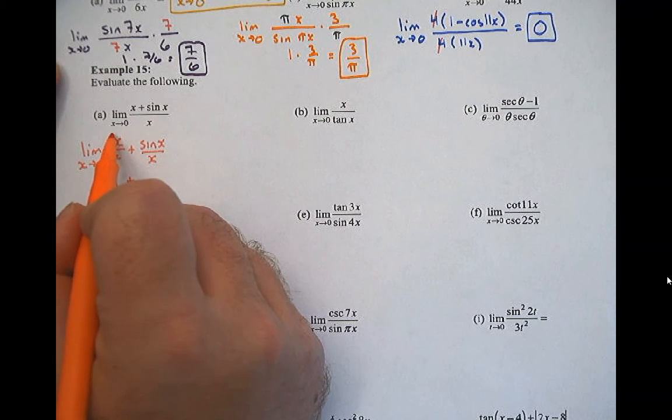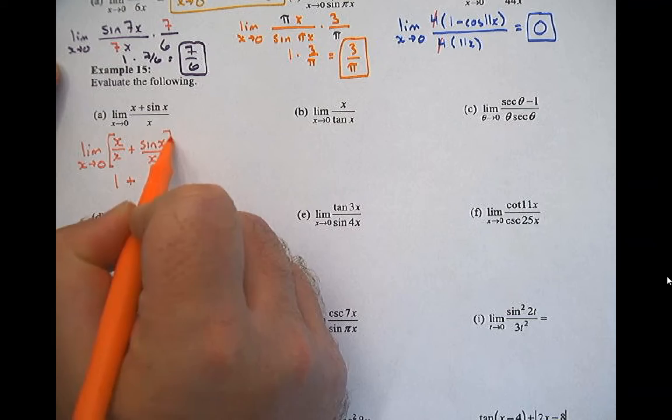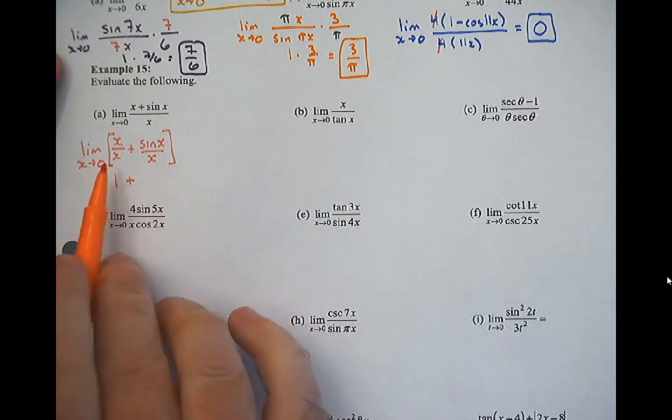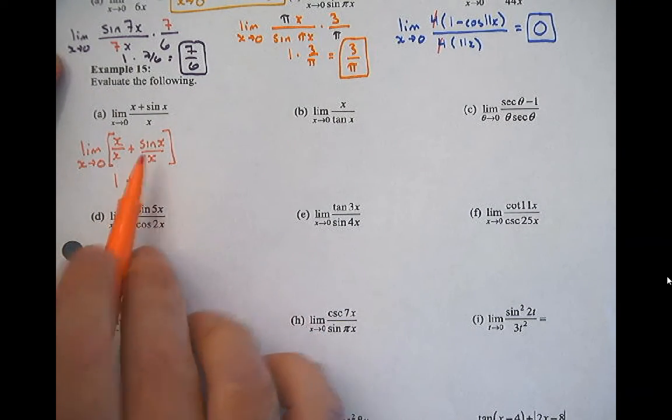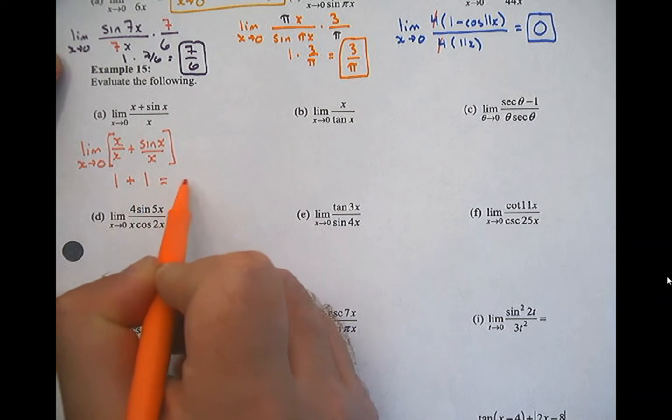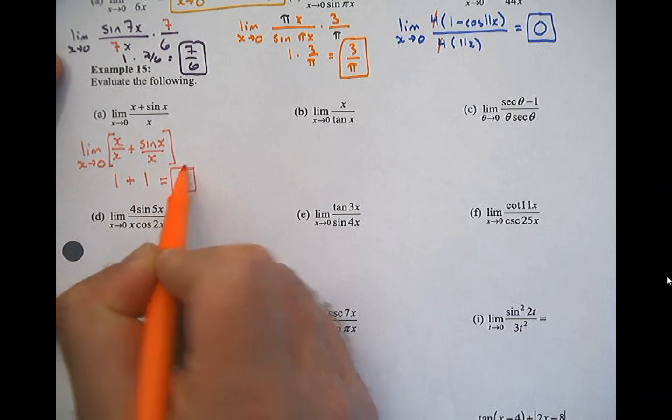I didn't write limit twice, so I should really break it up. So what's the limit as x approaches 0 of sine x over x? That is also 1. 1 plus 1 is 2.